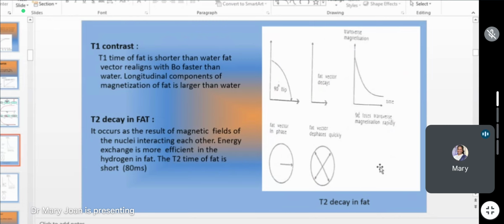Please mute yourself if you are outside so that it doesn't disturb others.